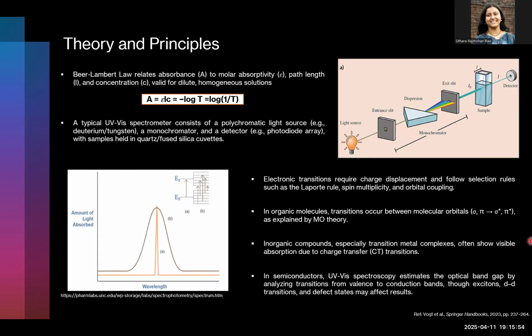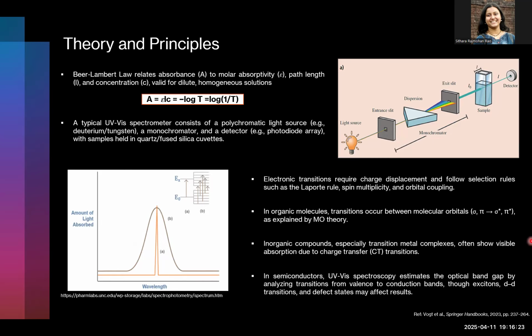I have divided it into three different categories to understand the different electronic transitions seen in different molecules. When we talk about organic molecules, we usually talk about transitions between molecular orbitals, that is sigma and pi, which is explained very well using molecular orbital theory. When we talk about inorganic compounds, we usually talk about transition metal complexes, and they show transitions in the visible range as well because we have strong charge transfer transitions.